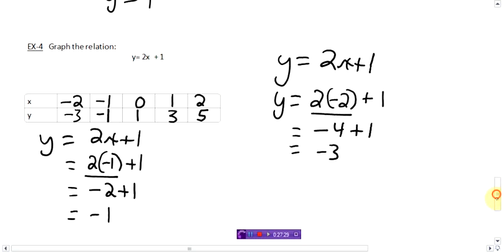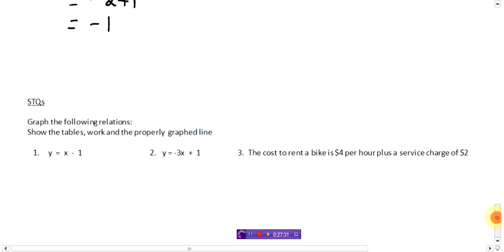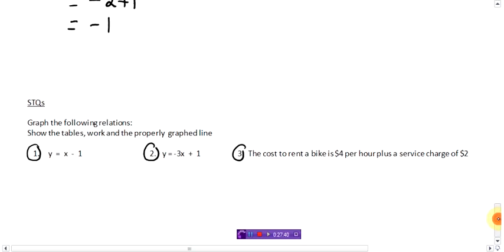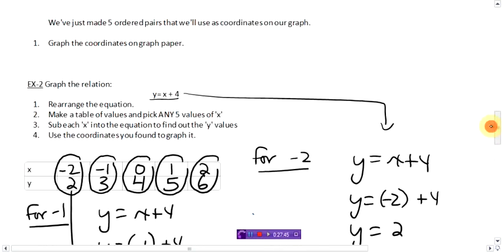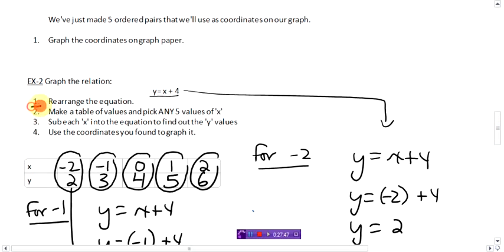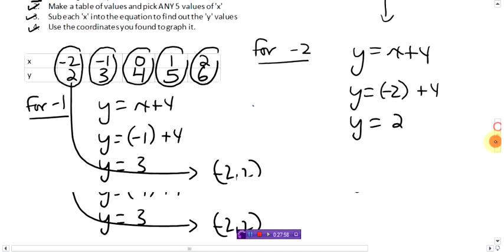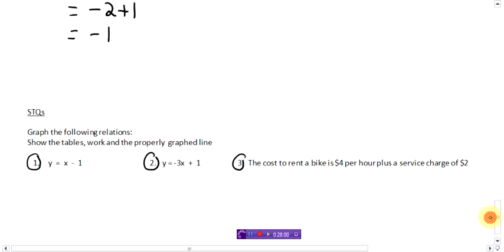Okay, so here's your skill testing questions. Right here, these 3. So graph this, graph that, graph that. Remember the 4 steps? The 4 steps, which are right here. We haven't had to do this at all yet. Rearrange the equation to make it where y is by itself, because all of them have y by themselves. You'll have to do this, you'll have to do that, you'll have to do that. And it's not hard to do once you get in the groove of things.